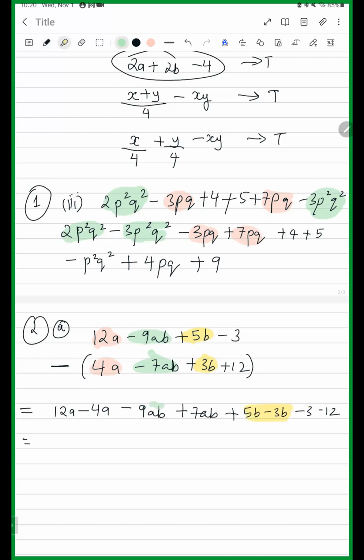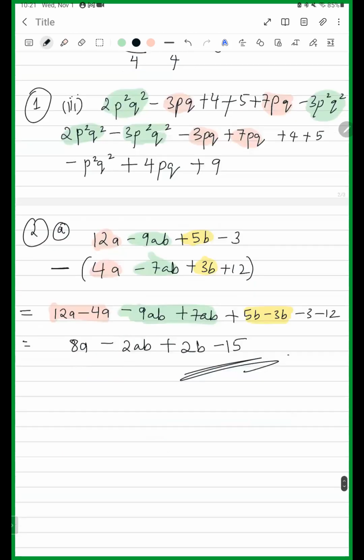9a, minus 9a. What is 12 minus 4? Minus 4, 8, sorry, 8a, minus 8a. Minus 2ab, very good, plus 2b. Then minus 15, sorry, 16. 15, 15. Okay, so this is the answer.